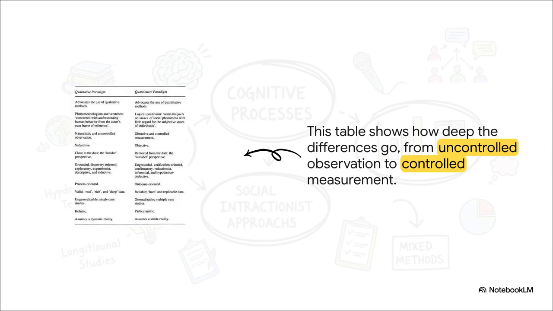The qualitative side is described as naturalistic and uncontrolled, trying to get the insider's perspective. They're looking for rich data. Now look at the quantitative side. Obtrusive and controlled, seeking an outsider's perspective to get hard, replicable data. It's like they're from two different planets, which of course leads to totally different kinds of studies.